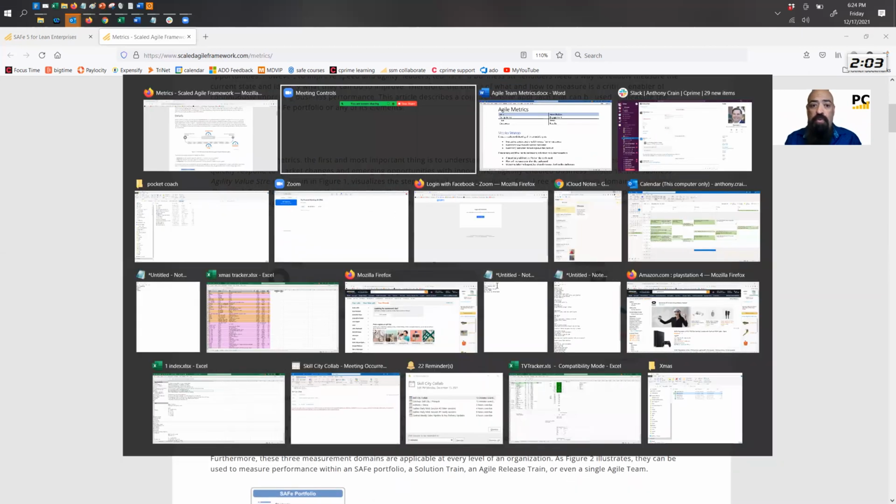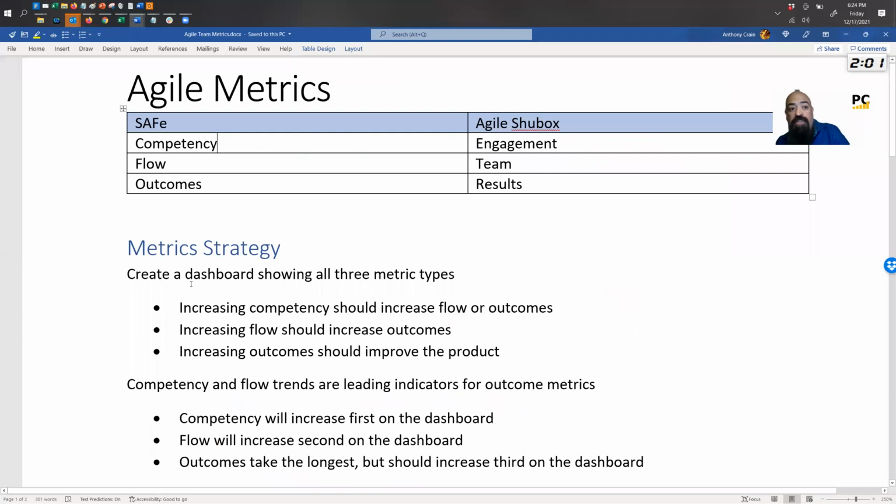I'm going to jump into some of my own work now. So here on the right side is what the Agile Shoebox has. On the left side, we have competency, flow, and outcomes. On the right, we call this engagement. Engagement was how much are you engaging in experimentation. And in the Agile mindset, we're always experimenting. Instead of flow, we have team, because we don't just look at flow. We look at other kinds of team metrics.